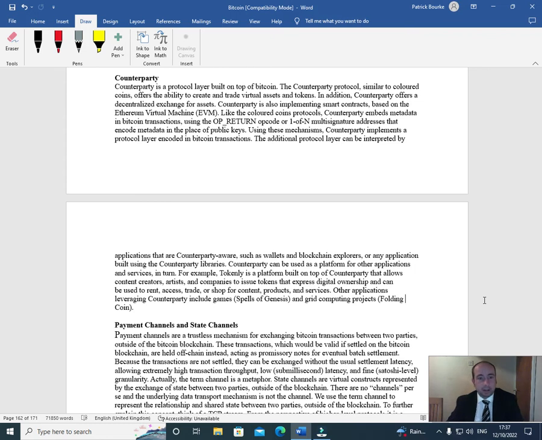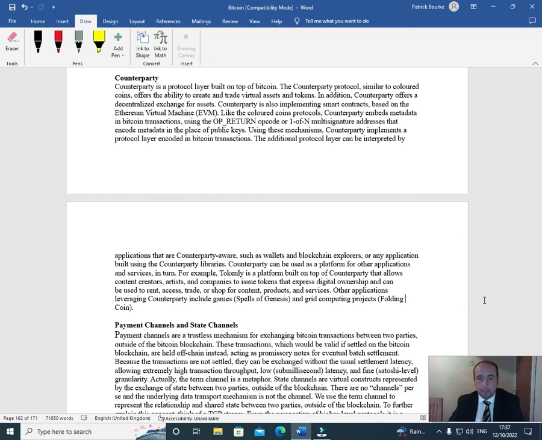Cryptocurrency. Counterparty. Counterparty is a protocol layer built on top of Bitcoin. The Counterparty protocol, similar to colored coins, offers the ability to create and trade virtual assets and tokens. In addition, Counterparty offers a decentralized exchange for assets. Counterparty is also implementing smart contracts based on the Ethereum Virtual Machine (EVM), like the colored coins protocol.